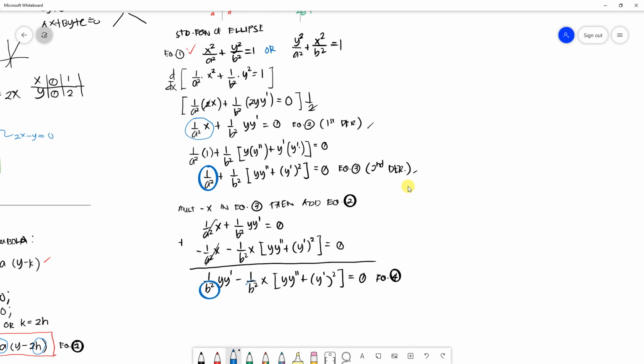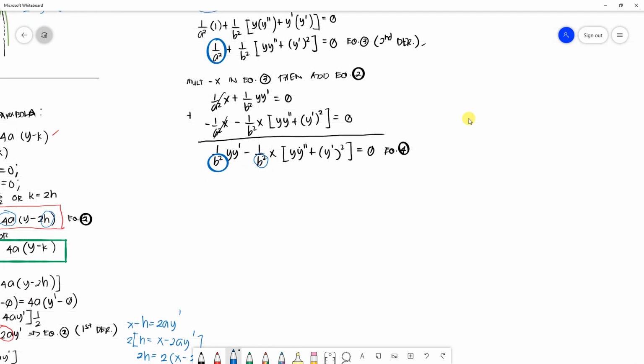Ang kailangan tanggalin, so mawawala na ang arbitrary constant. So, para mawala yan, since the equation is equated to 0, multiply natin the whole equation by b squared in equation 4. Pag multiply ko ito ng b squared, cancel na si b squared.